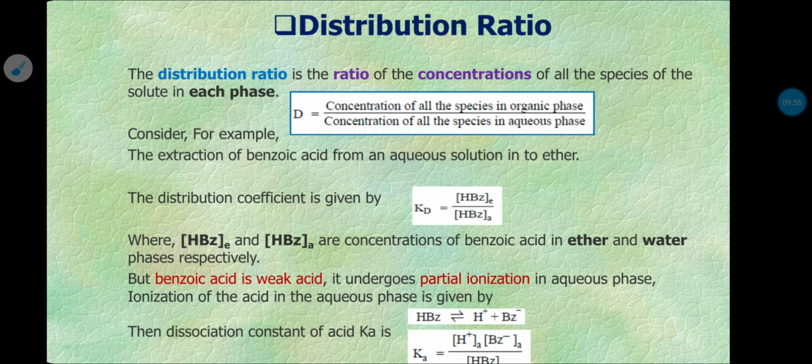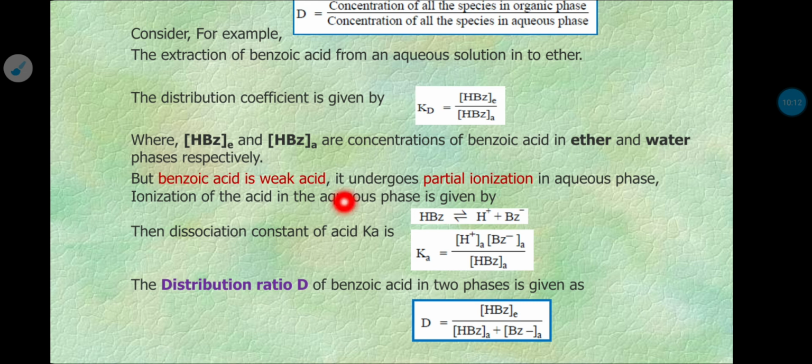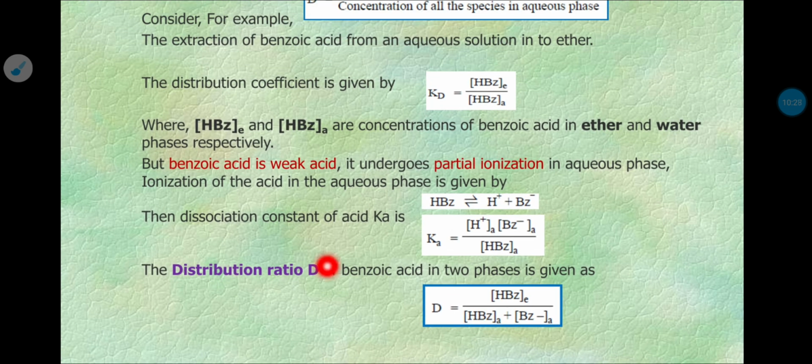For example, benzoic acid. For benzoic acid, the distribution coefficient Kd is equal to the concentration of benzoic acid in ether divided by the concentration of benzoic acid in aqueous. But benzoic acid is a weak acid, as already discussed. It is partially ionized in the aqueous phase. So the dissociation constant K of this weak acid is equal to the concentration of products divided by the concentration of reactants. So the distribution ratio D is suitable for benzoic acid because benzoic acid is partially ionized.